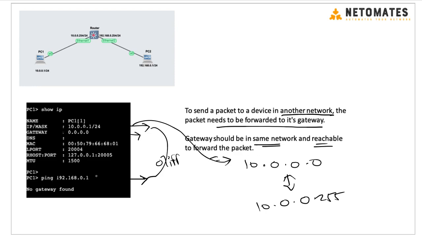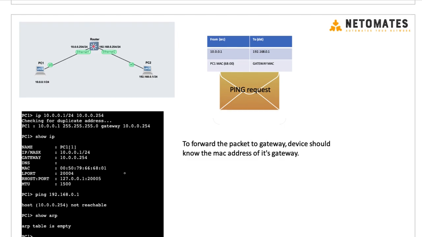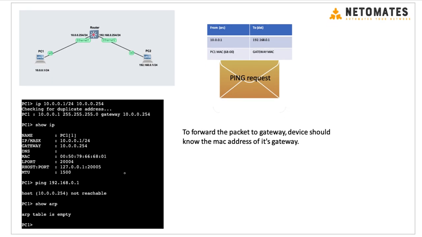So when I try to issue this command, as I didn't configure the gateway, it is printing no gateway found. That means PC1 does not know where to send the packet because there is no gateway configured. So to give the gateway configuration in a GNS3 VPC device, this is the command. We give the IP address. After that, we will give the gateway value.